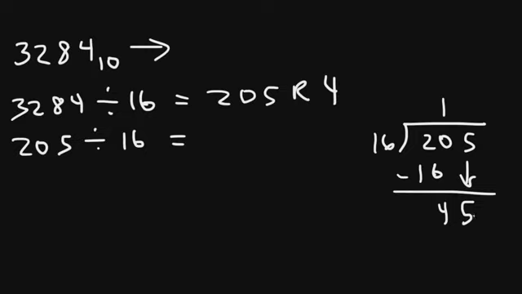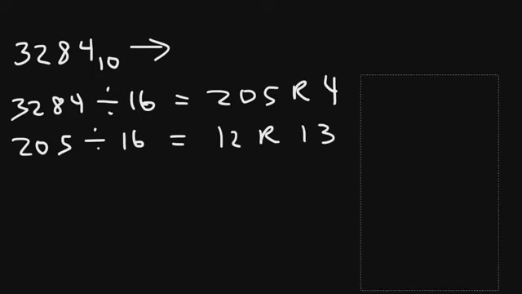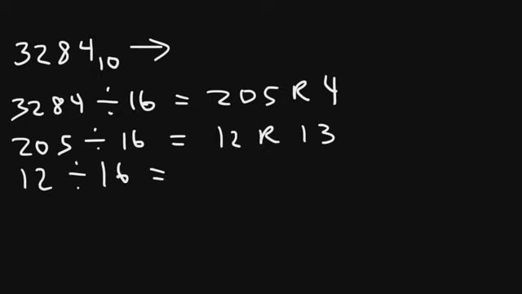Now how many times does 16 go into 45? 16 times 2 is 32, but 16 times 3 is 48, which is too high. So it goes into it 2 times. And then 45 minus 32 is 13. So 205 divided by 16 is 12, remainder 13. Now for the last one, we need to divide 12 by 16. So 16 doesn't go into 12. It goes into 12 0 times with a remainder of 12.